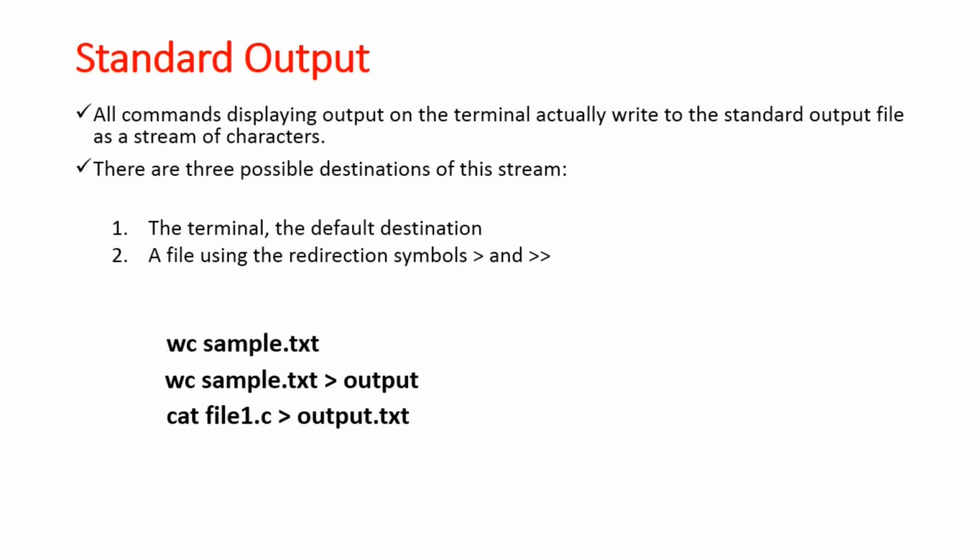Second one, cat file1.c greater than output.txt: all the content of file1.c is given to the output.txt file. Third one, as input to another program using a pipeline.